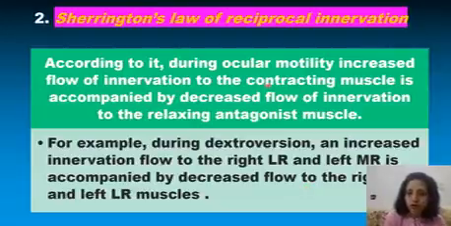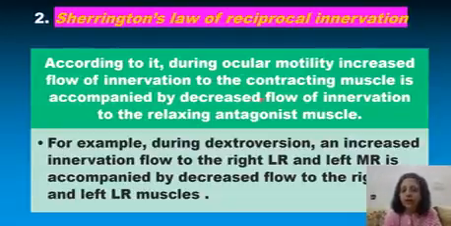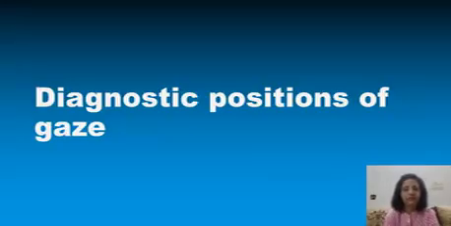So during ocular movement, increased flow of innervation to the contracting muscle will be accompanied by decreased flow of innervation to its antagonist for any ocular movement to take place. This is known as Sherrington's law of reciprocal innervation.